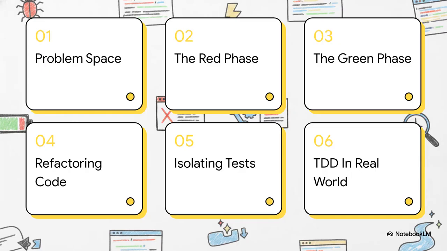So, to make sure that never happens to you, here is our roadmap for today. We're going to define the problem space, walk through step 1, which is the red phase, step 2, the green phase, and step 3, refactoring. Then we'll cover isolating your tests and wrap up with TDD in the real world.